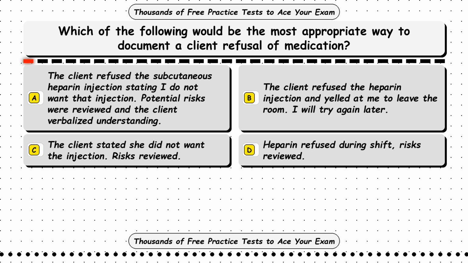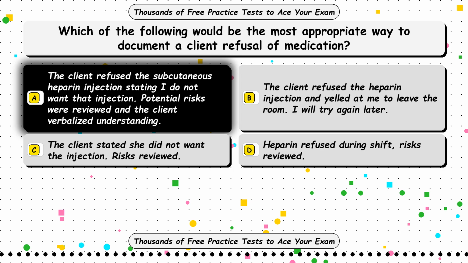Question 28. Which of the following would be the most appropriate way to document a client refusal of medication? Option A. The client refused the subcutaneous heparin injection stating "I do not want that injection." Potential risks were reviewed and the client verbalized understanding. Option B. The client refused the heparin injection and yelled at me to leave the room. "I will try again later." Option C. The client stated she did not want the injection. Risks reviewed. Option D. Heparin refused during shift. Risks reviewed.